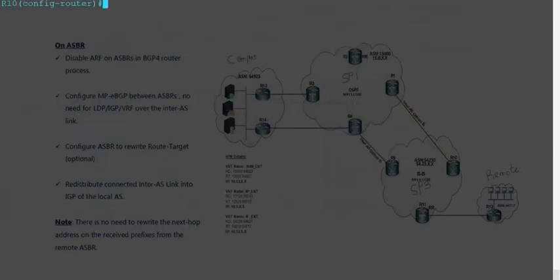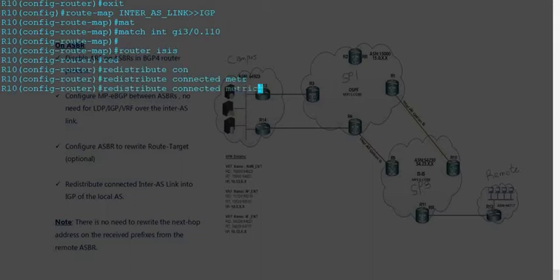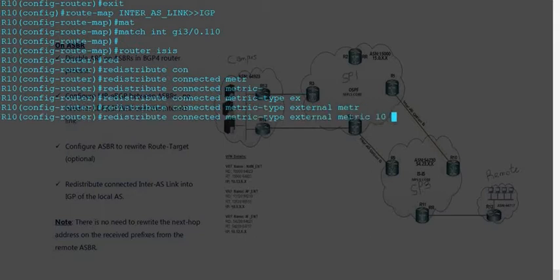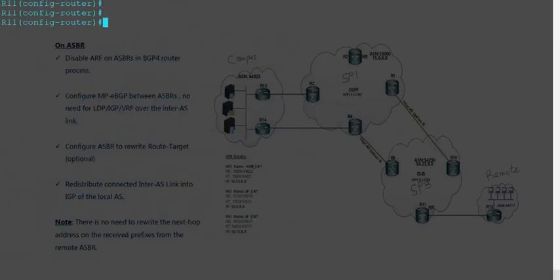And in order to overcome this, we need to redistribute connected on R10 into the IS-IS. Just a similar action to what was taken on R9 needs to be done. You use your route map to match that interface specifically. Mind you, the route map can be named according to your own style of convention. And then you can call on that route map and attach your metrics. Remember to specify the level that you are redistributing into when using IS-IS. Okay, and we can verify again.